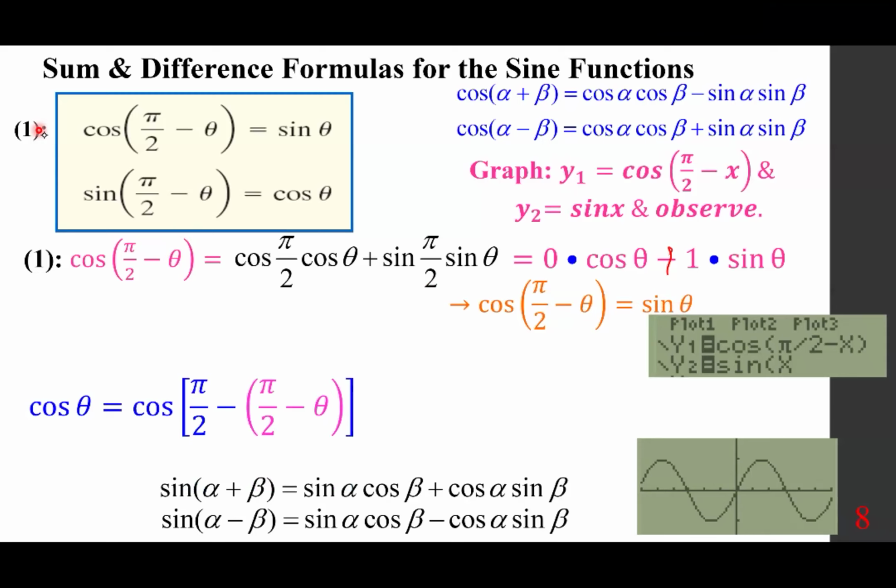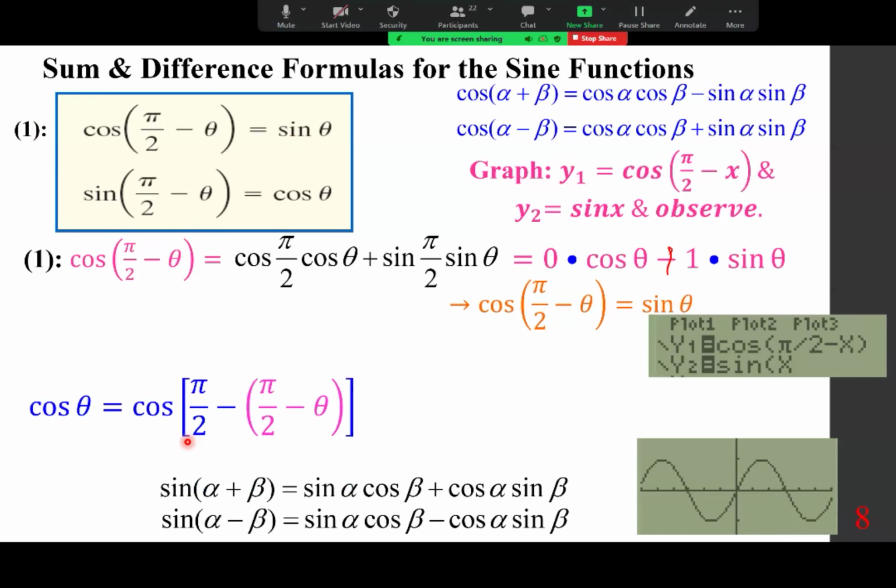Now, we want to prove the second one. To prove the second one, we are going to use the first one. And first, notice how we are going to do that. Pi over 2 minus, pi over 2 plus theta. Please understand that this entire thing is theta. Pi over 2 minus pi over 2 plus theta equals theta. So both of them represent cosine theta. I want you to first and foremost recognize that.